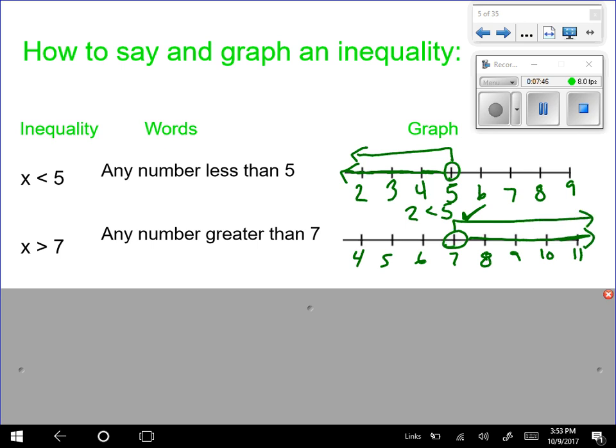So I can check one of those numbers. Is 11 greater than 7? Well, yes, it is. So we know that all of these numbers are then going to be greater than 7. And we would represent that on a graph.